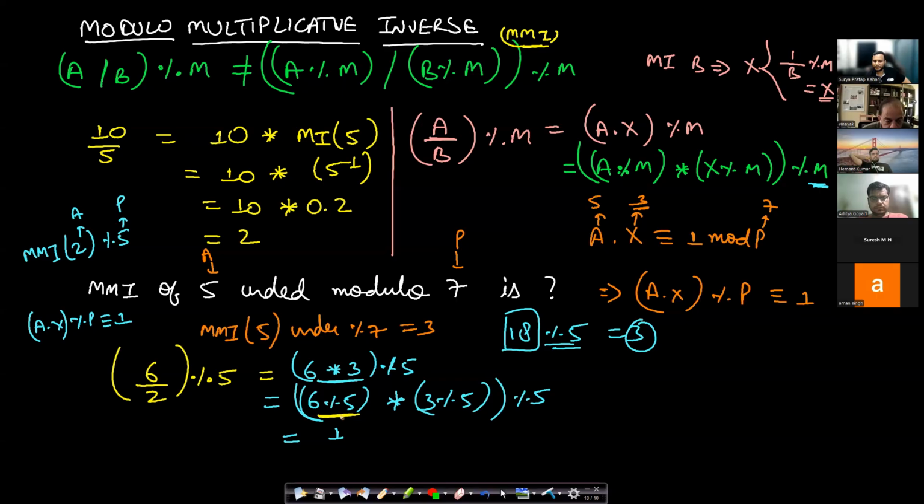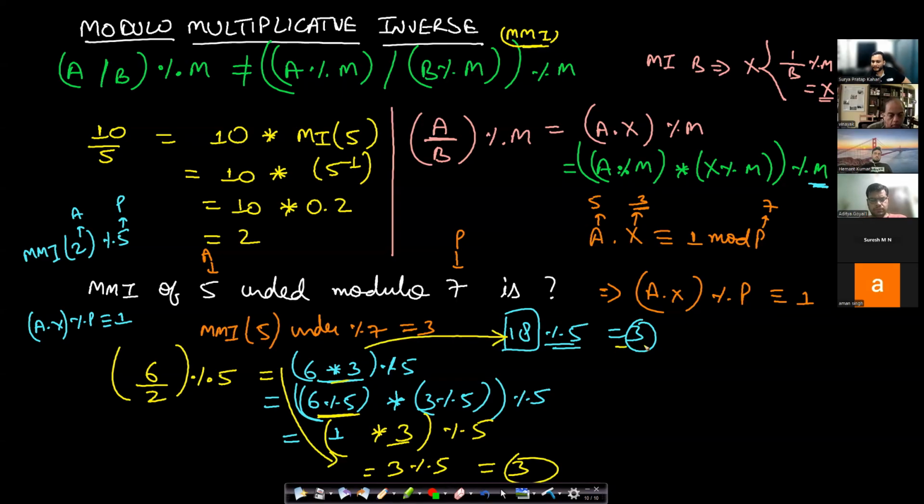And here I will be doing 6 mod of 5 is 1, multiplied by 3 mod of 5 is 3. And now mod of 5. So this will be 3 mod of 5, which is 3. So you see, what is the largest number I saw till this point? 3 and 6, nothing else. But if I had just multiplied it, I would have expanded to 18 and then come back to 3. So why should I expand?